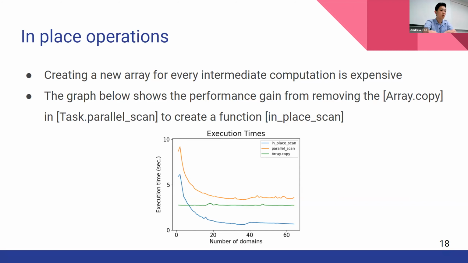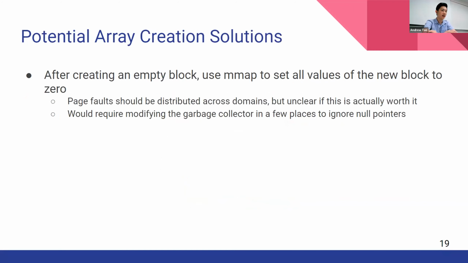And then finally, some more permanent solutions that are still functional. One potential array creation solution is that after we create an empty block, we could use an anonymous mapping to set all the values of the block to 0, but not actually do this at the time of creation. In theory, the page faults should be distributed across the domains, but this is not exactly cheap either, and it's unclear whether this would actually make things much faster. It's also worth noting that this would require modifying the garbage collector in several places just to tell it to ignore null pointers.